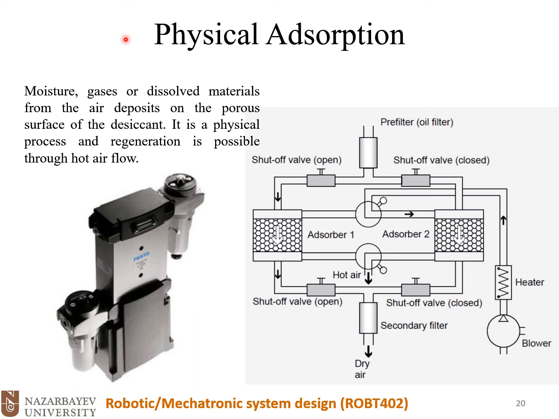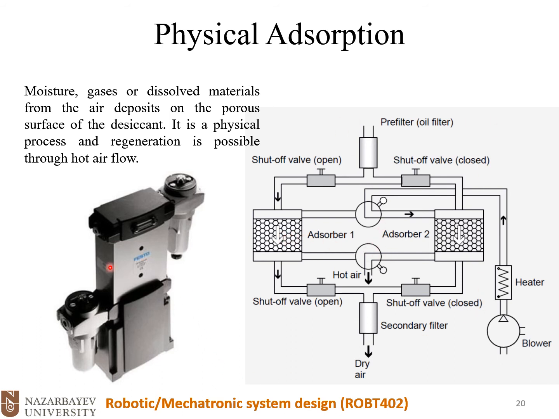Another type of drying unit is physical adsorption. Moisture, gases, or dissolved materials from the air deposit on the porous surface of the desiccant. It is a physical process and regeneration is possible through hot airflow. So here we have lower costs for changing the material because we could regenerate the material. We could basically dry the material.